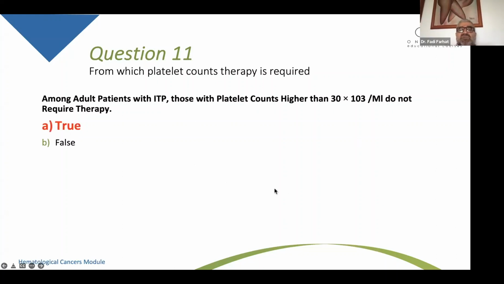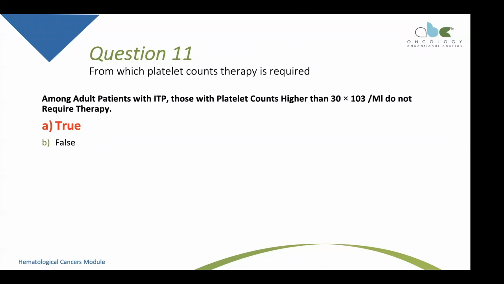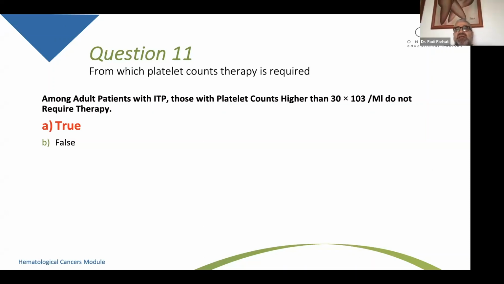So it's true, we should not treat when we have a platelet count of more than 30. But we have some exceptions: older age or anticoagulants. We need a target of more than 30. And even above 30, we should treat a subset of patients. True. We totally agree.